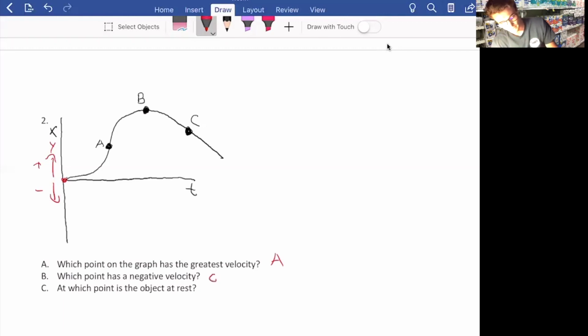And then for C, at which point is the object at rest? I sort of gave that away earlier. Our car is going, A has the maximum velocity, and then we slow down, and we come to point B where the car stops and actually reverses direction, starting to go back to the origin. So part B is the answer for that one.